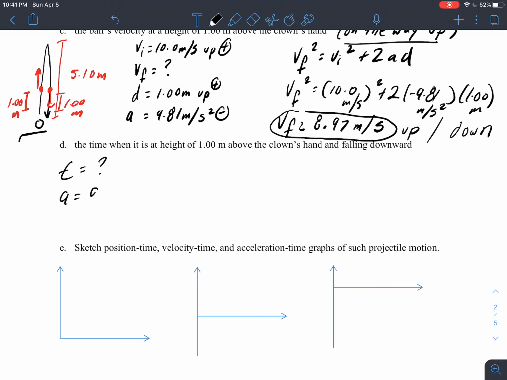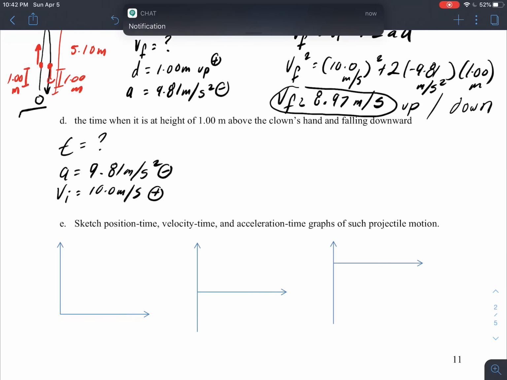We know that we're dealing with an acceleration of 9.81 meters per second squared. This is downwards, and we've been saying all along that this is going to be negative. We also know that we have an initial velocity of 10.0 meters per second, and this is upwards, and we've been saying that this is positive.